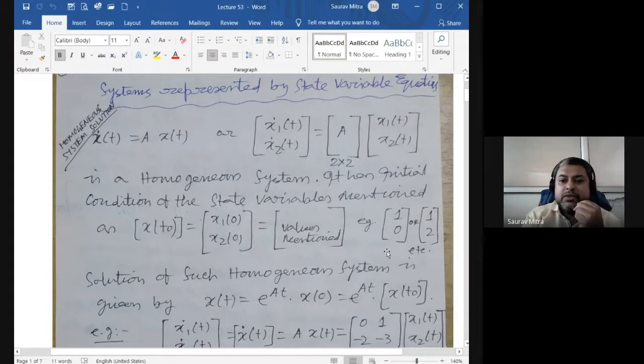So I give you 1, 0 or 1, 1 or 1, 2 if it is two-dimensional. If it is three-dimensional, again 1, 0, 1 or 1, 2, 3 or 1, 5, 7, something should be given, initial values of x1(0), x2(0) and x3(0). So that should be given. So it's a homogeneous system. It has an initial condition as the state variable mentioned, x(t0) matrix, or sometimes x0(t), or x(0). There are many ways the initial conditions are represented.